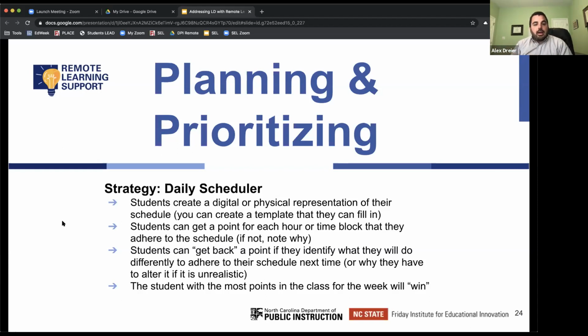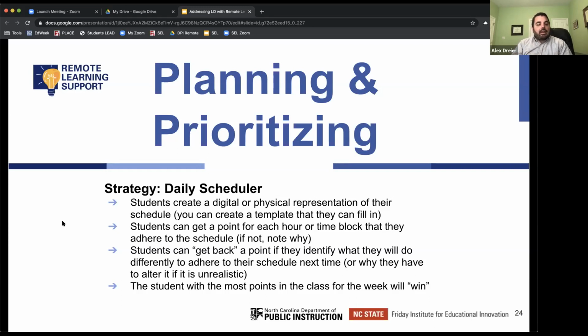that they can fill in and create themselves. And imagine making sort of a game out of it, that students can get a point for each hour time block that they adhere to their schedule. And if they can't adhere to it, they note why. And maybe they get that point also if they note why. So for example, if all of a sudden their younger sister was sick and they had to care for their younger sister during that 2-hour time block, and they put that as their reason, they should get those points, right? There's no reason that they shouldn't. It was no fault of their own why they couldn't adhere to the schedule they had planned at the beginning of the day.